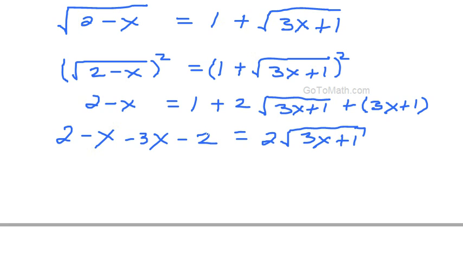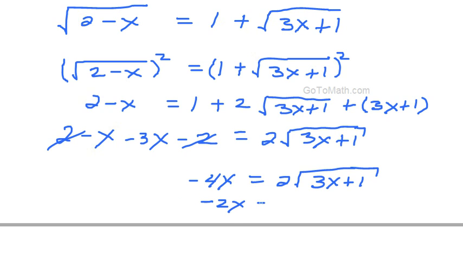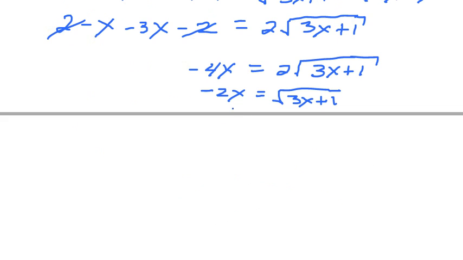Okay. So those are going to cancel out. And we're left with negative 4x, it looks like, is equal to 2 times the square root of 3x. So it looks like we're going to have to square this thing again to get rid of this radical. Now I can multiply both sides by a half to get rid of this 2, and that becomes negative 2x is equal to the square root of 3x plus 1. Okay. And now what we want to do is square both sides again to get rid of the radical.